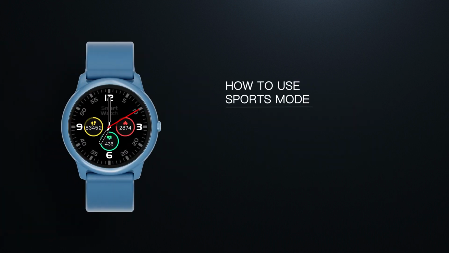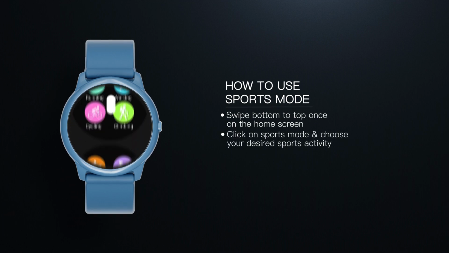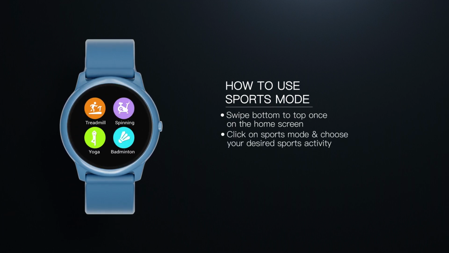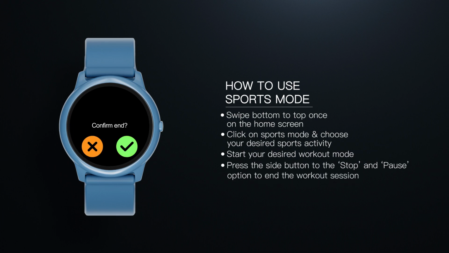How to use sports mode. Step 1. Swipe bottom to top once on the home screen. Step 2. Click on sports mode and choose your desired sports activity. Step 3. Start your desired workout mode. Step 4. Press the side button to the stop and pause option to end the workout session.